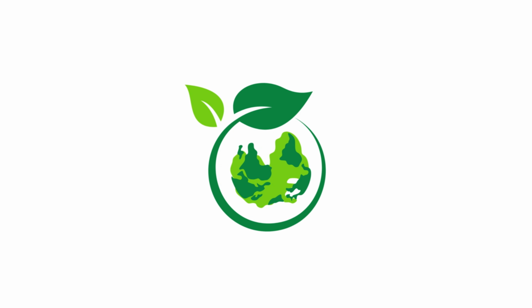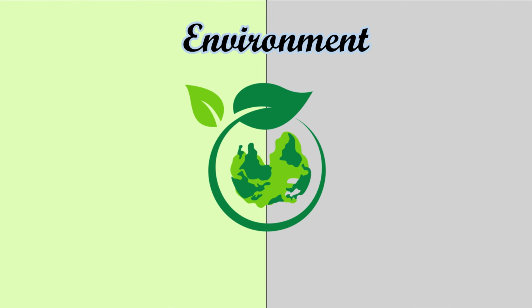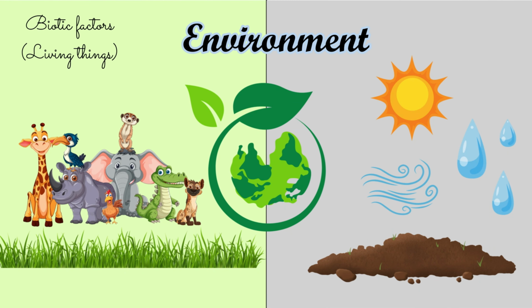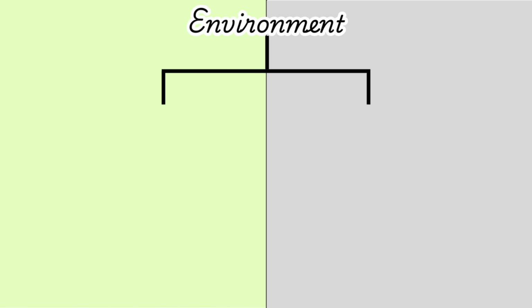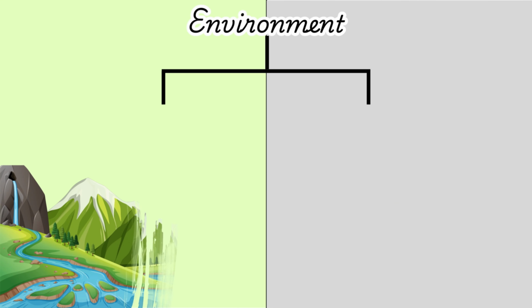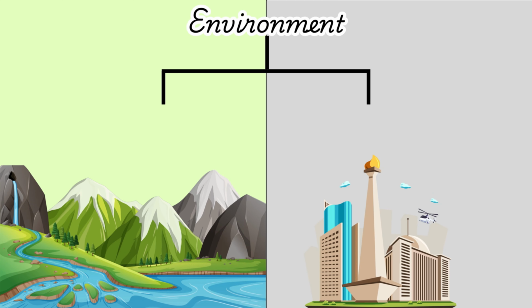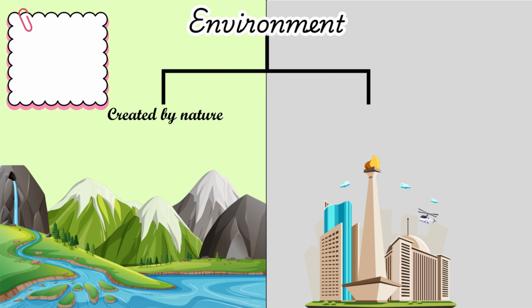So let's start with the basics. You probably know what the environment is. It's basically everything around us, from living things to non-living things. Now this environment is of two types. First is the natural environment, and the other is the man-made environment. Natural environment is obviously created by nature and untouched by humans. It includes forests, mountains, rivers, oceans, and grasslands. These natural elements work together to maintain a balanced ecosystem.